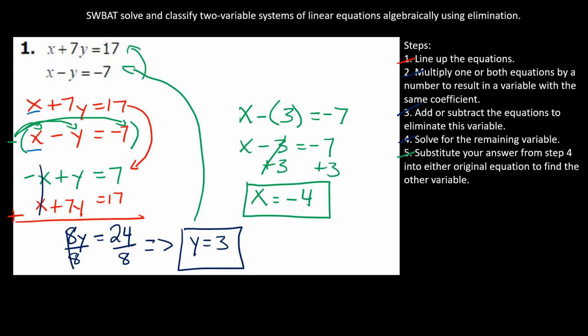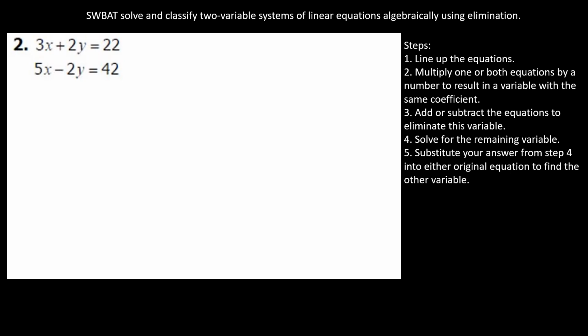All right, well, let's go ahead. I'm going to work out the guided practice problem as well. And so when we look at this guided practice problem, we want to make sure that we line up our equations. Okay, so I've got 3x plus 2y equals 22 and 5x minus 2y equals 42.